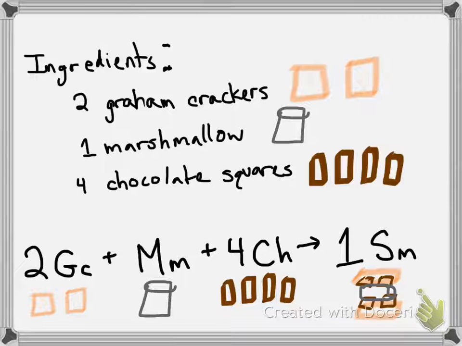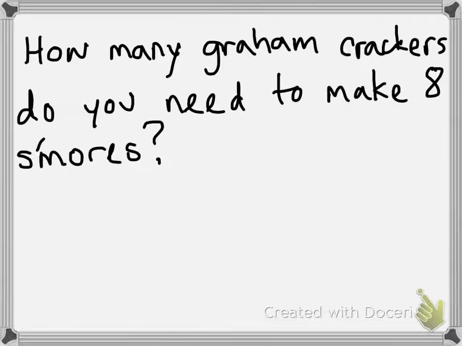In this case, we need 2 graham crackers, 1 marshmallow, and 4 chocolate squares. So our 2 graham crackers plus our 1 marshmallow plus our 4 chocolate squares will give us 1 s'more. So that's our chemical reaction, quote unquote, for our s'mores. So the question is, how many graham crackers do you need to make 8 s'mores?